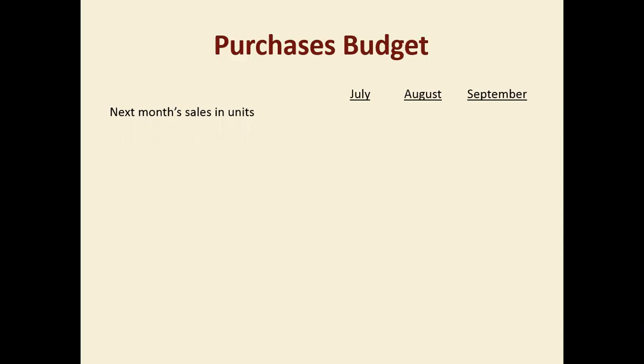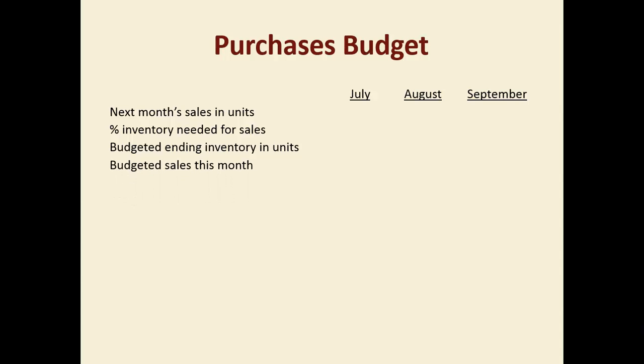So your purchases budget starts with next month's unit sales in units, and then the percentage of inventory you need for sales. And that's setting that safety net. Budgeted ending inventory in units is needed. Budgeted sales for this month, less beginning inventory, gives you the purchases required.